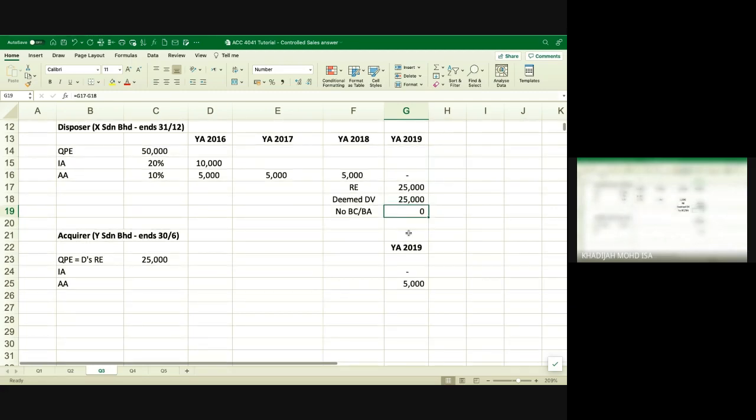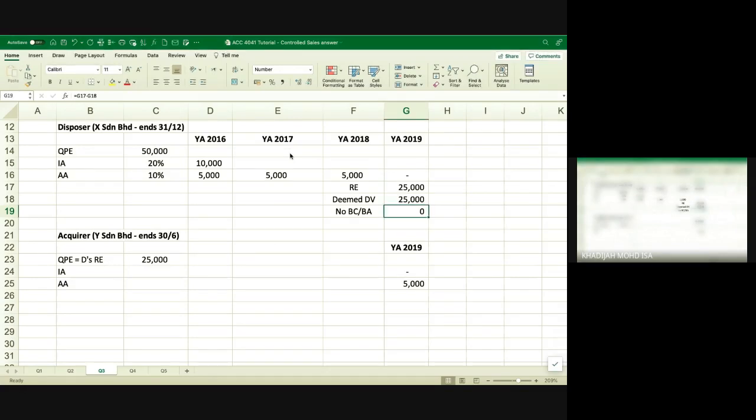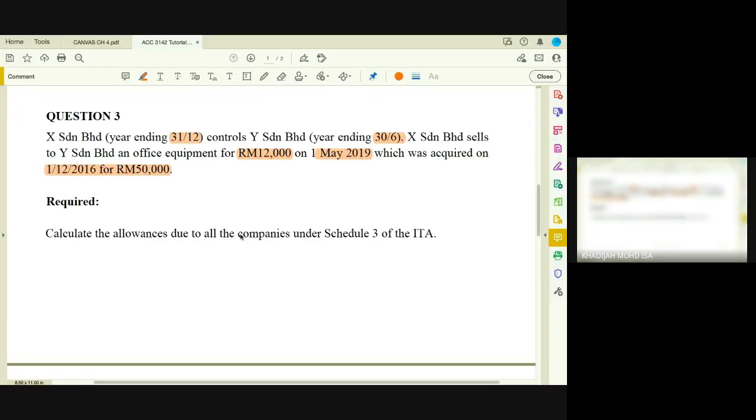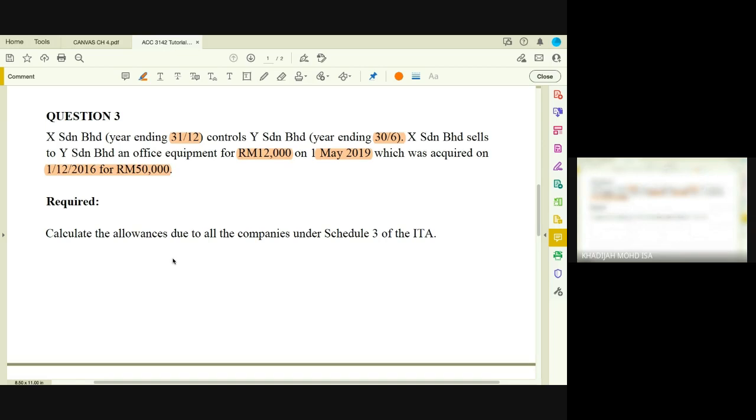But to the acquirer, how much did you pay? 12,000. Right, to the acquirer, we start claiming in YA 2019. Based on that, you claim 5,000 annual allowance. Your annual allowance will always be the same as the disposer's annual allowance, so you do not have to do the computation. You just follow what is claimed by the disposer. But you have to take note of how many years are left for you to claim. In this case, if you have 5,000 per year and 25,000 RE, it means that you can claim for 5 years. Right, 5,000 each times 5, you have 25,000. So that is for question number 3.